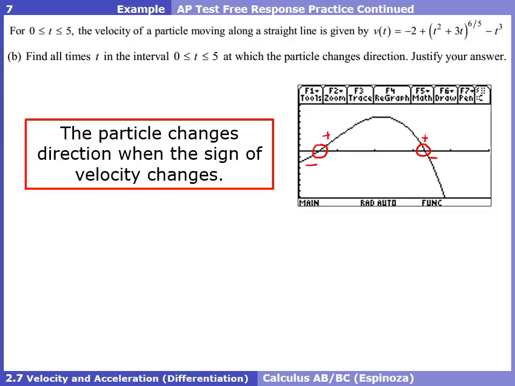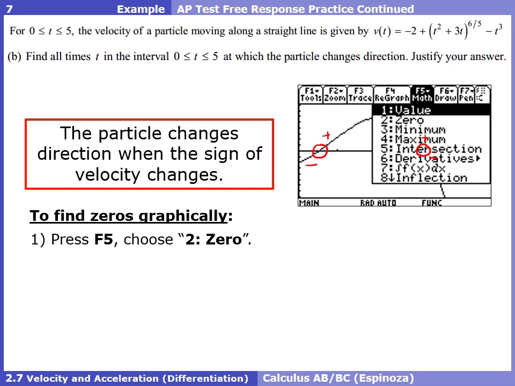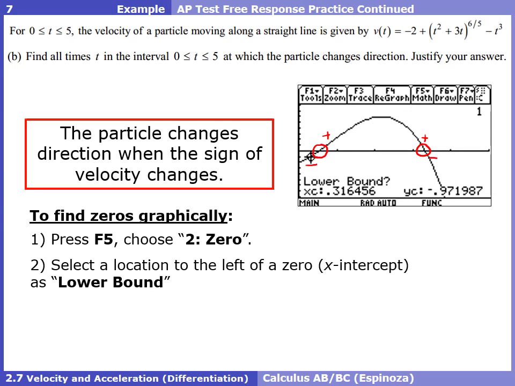Well, now this is up to you in terms of if you've been practicing using the TI-89. So how do we find those x-intercepts? How do we find those zeros graphically? Well, if you go to the math option F5, you'll notice that choice 2 is to find a 0. What it's going to ask you to do is to pick a lower bound. So what I'm going to do is try to find this 0 first. We can't find both at the same time, so I'm going to just try to find this one first.